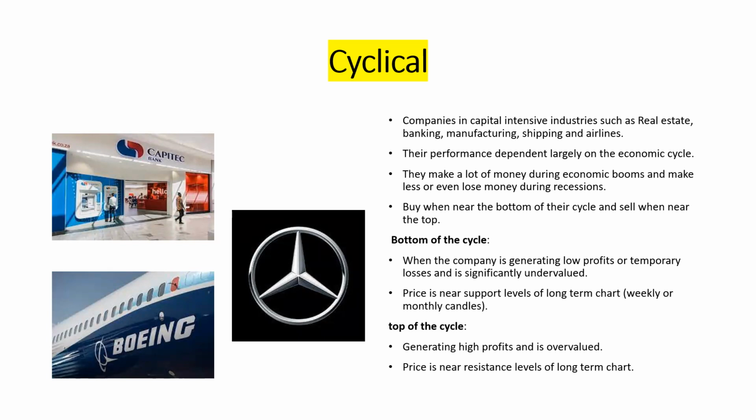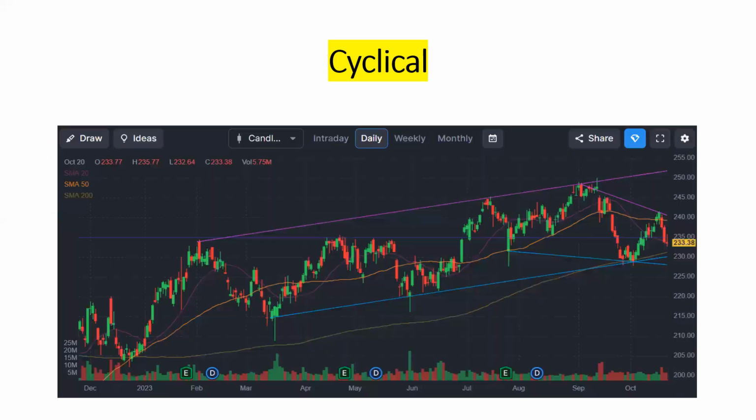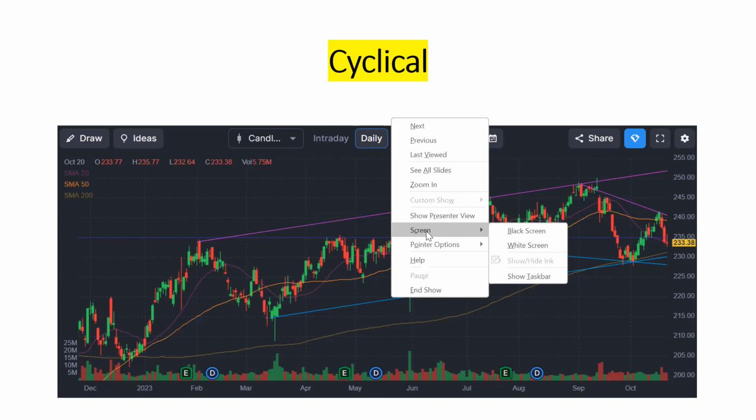So how do we know they're at the top? It's the exact opposite. When they are generating high profits and they are overvalued, and also when the price is near resistance levels of long-term charts. I'll give you an example. This is the chart of Visa.